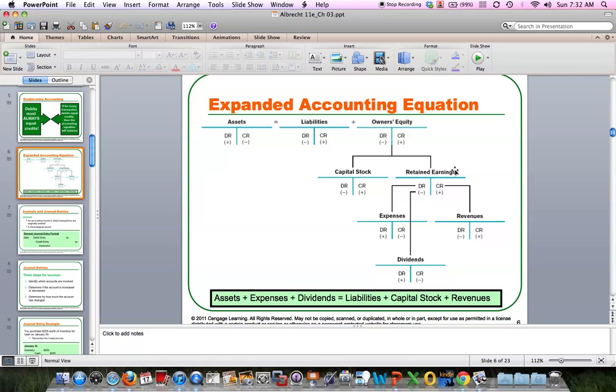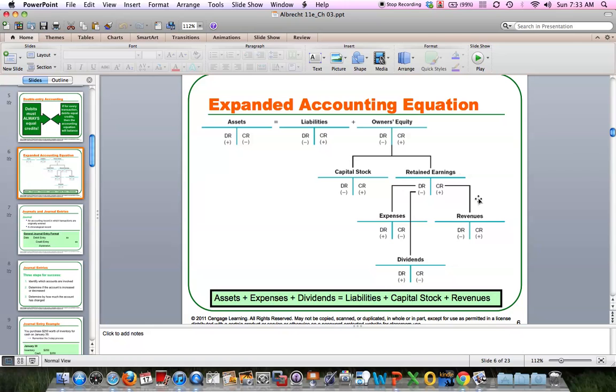Retained earnings then belongs to the earnings of the corporation. As we have net income, which is more revenue than expenses, retained earnings goes up. If we have a net loss, which is more expenses than revenue, then retained earnings goes down. If we pay dividends, that reduces retained earnings.